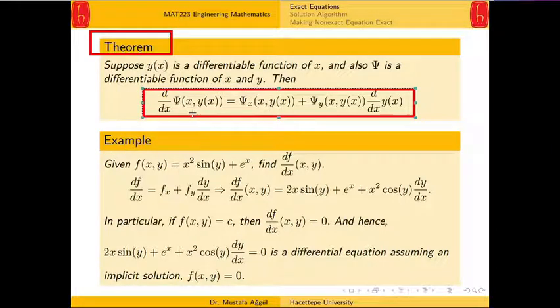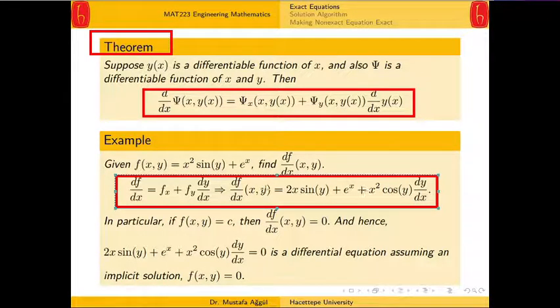An example of this theorem will be given: f of x comma y is equal to x squared sine y plus e to the x. Find the x derivative. So the formula is repeated here. The x derivative will be the x derivative of f first, plus the y derivative of f times the x derivative of y. Okay, so let's proceed.